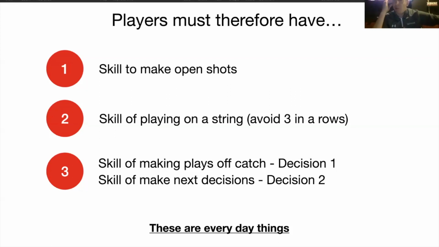So the skill to make open shots is something that they can do a little bit more in a block type practice setting potentially. But the skill of playing on a string, avoiding 3 in a row, like that's inherent to needing defense out there. Defense is part of that 3 in a row. Decision of making plays off the catch. Okay, once again, defense is out there for that. Skill of making decisions, obviously defense is out there for that too. So if those are things that we need to be really good at, we've got to do them every day.